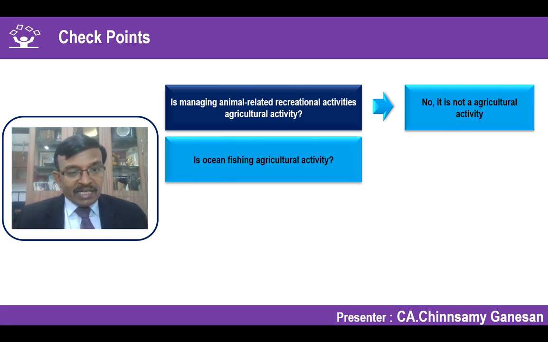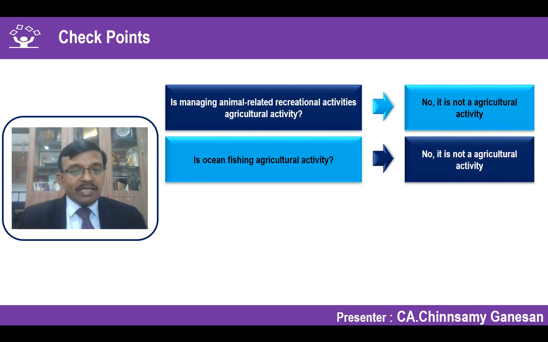Is ocean fishing an agricultural activity? No. As I have said, when you are talking about forest growth on its own, there is no managed activity of biological transformation. Similarly, fishing in the ocean is not an agricultural activity.